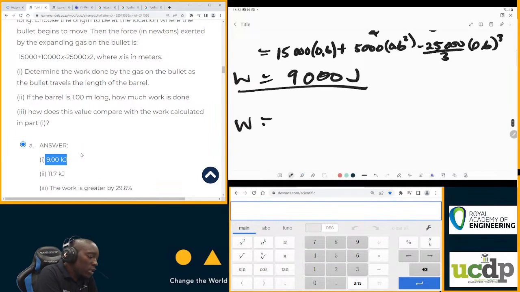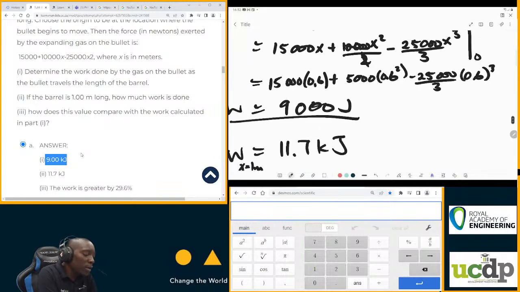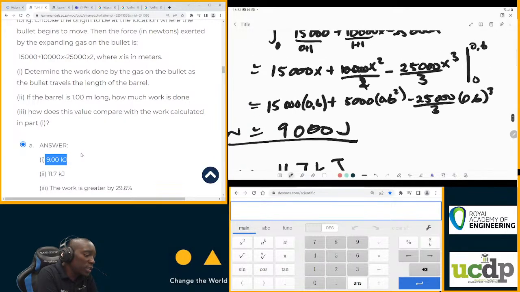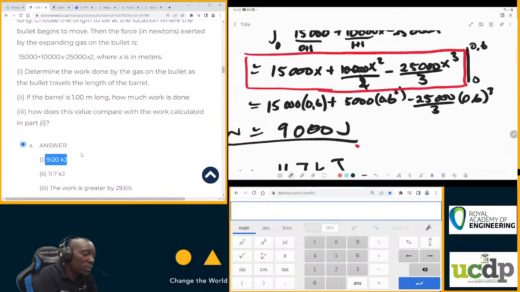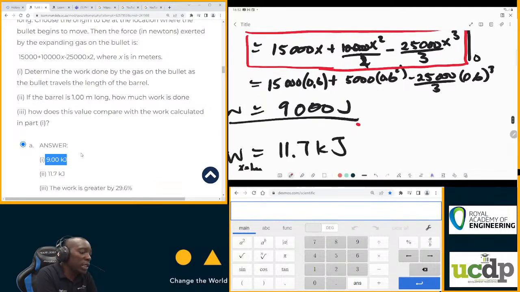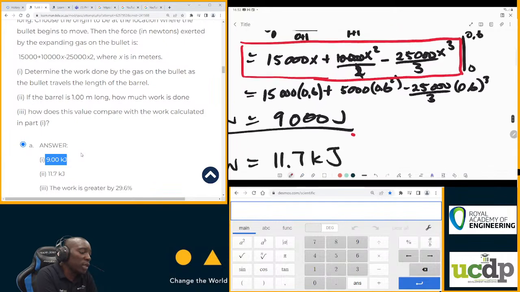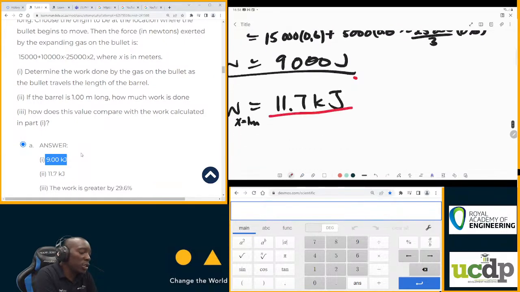So the work with a distance of x equals 1 meter will be 11.7 kilojoules. So you just substitute 1 for x in this expression, same as we did when we substituted 0.6 for x in the same expression. So you'd get 11.7 kilojoules.